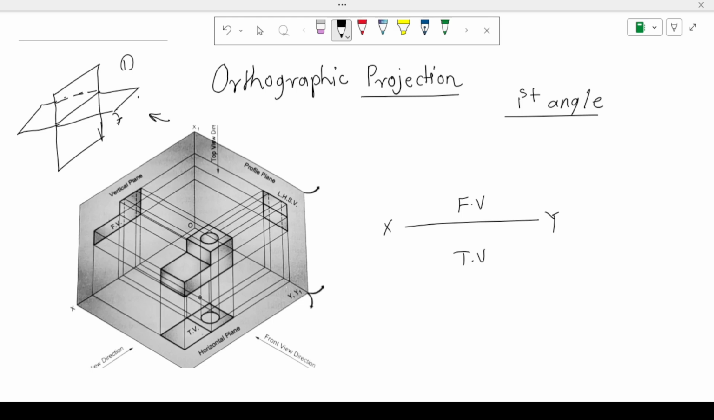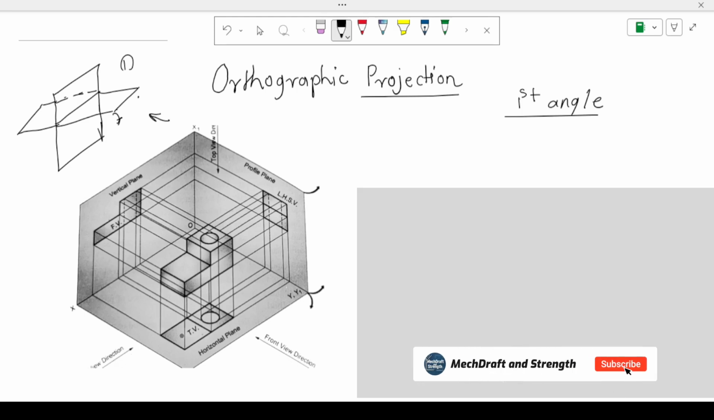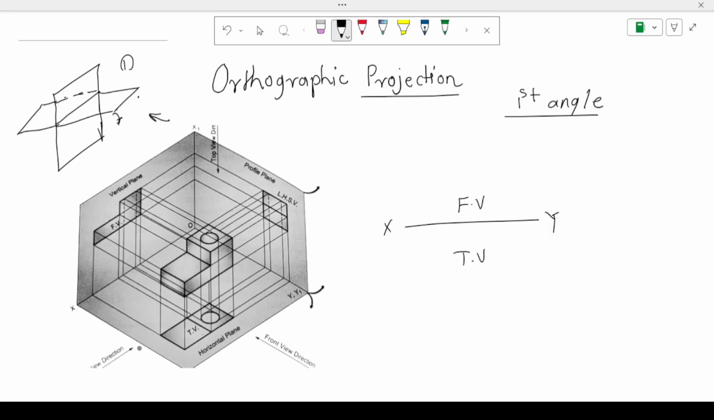So what about the left hand side view and the right hand side view? This is the front view direction, this is my left hand side view, and this is my right hand side view. Whenever I see from the left hand side, whatever view comes is formed on a profile plane. This profile plane opens in this direction, in an anti-clockwise direction. So this is your profile plane.